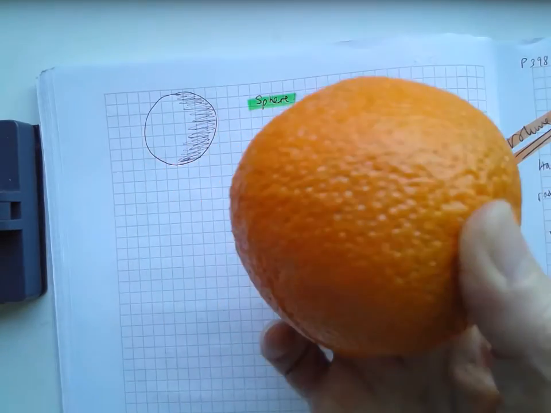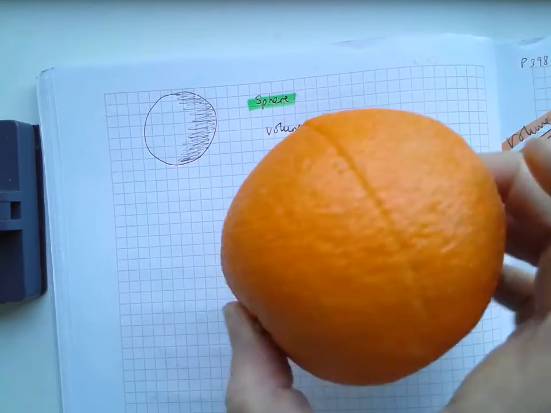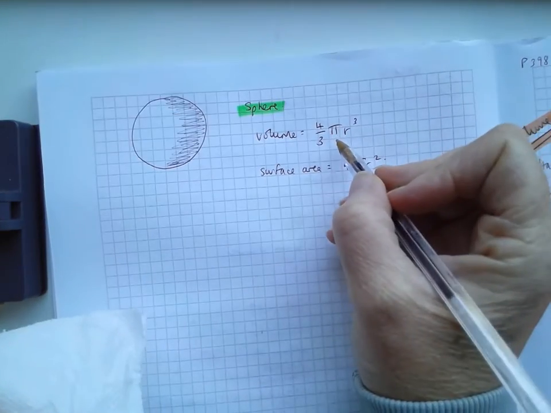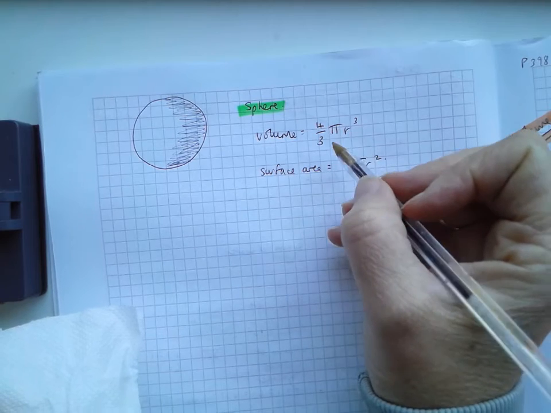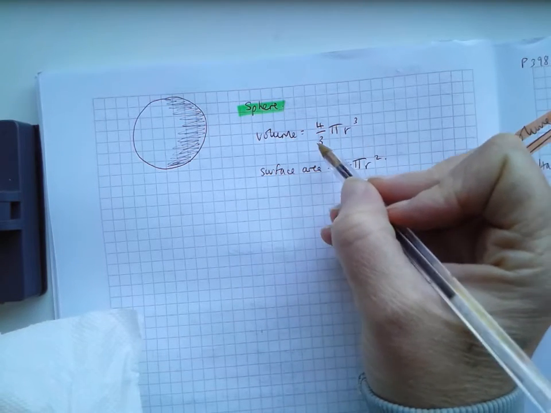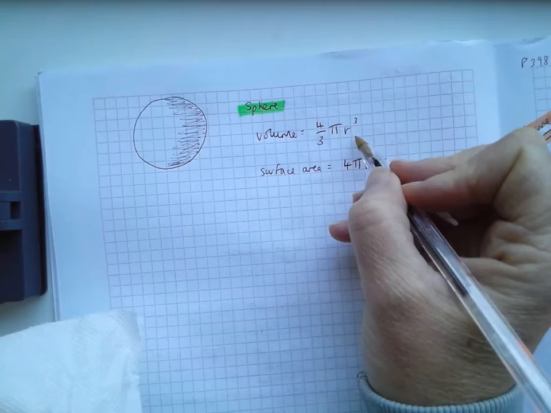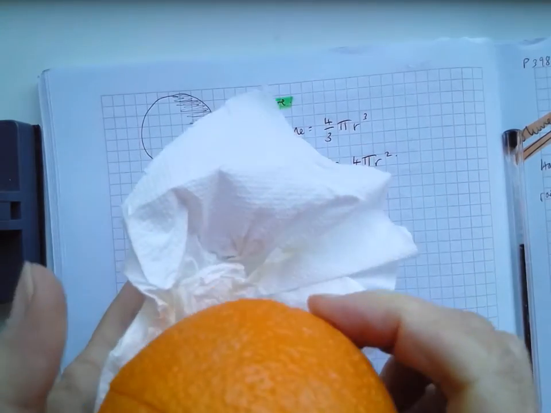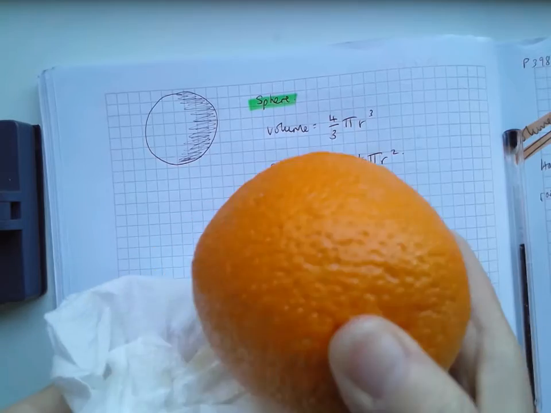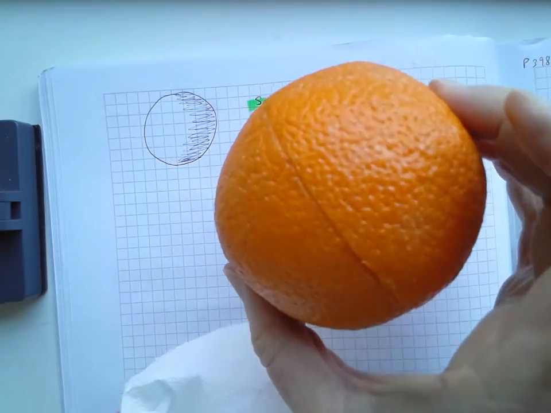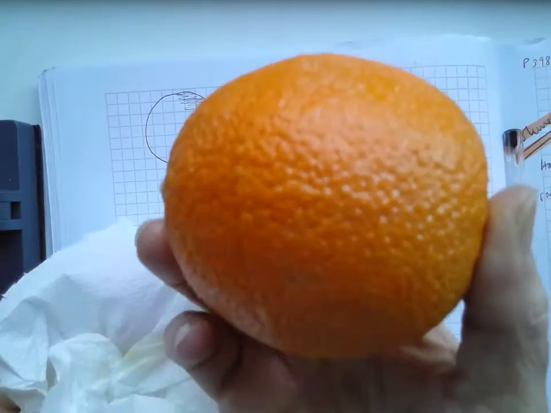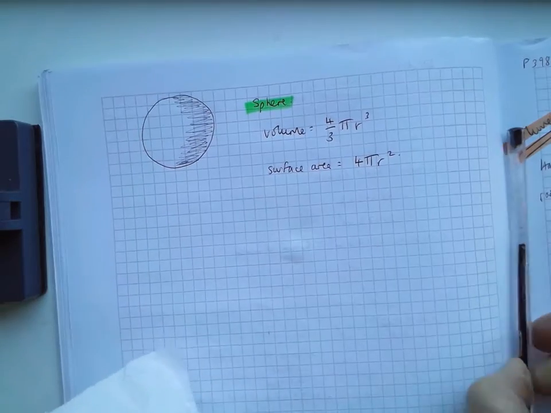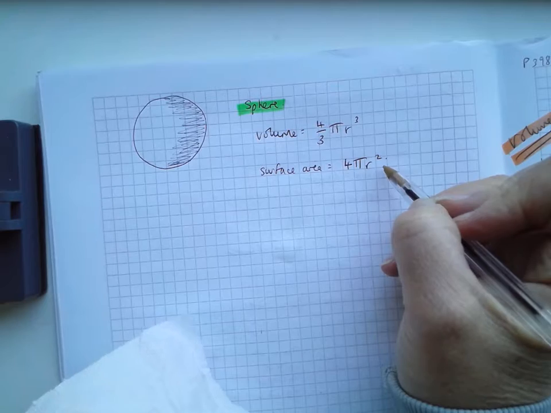And there's two things we have to do with this sphere: we have to be able to find its volume, and the formula for that is in your tables book. It's 4 over 3 pi r cubed, so 4 over 3 times pi times the radius cubed. And the surface area, which in this case would be the skin. So the volume would be how much orange is in this orange that you can eat, and the surface area would be the skin, the orange bit that you can see, and it's 4 times pi times r squared.